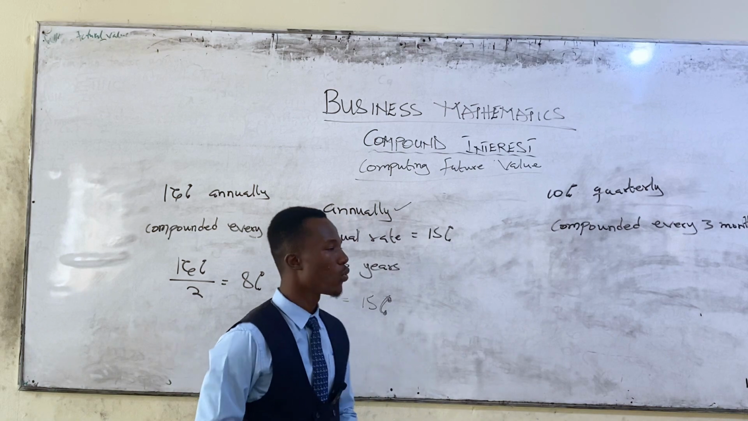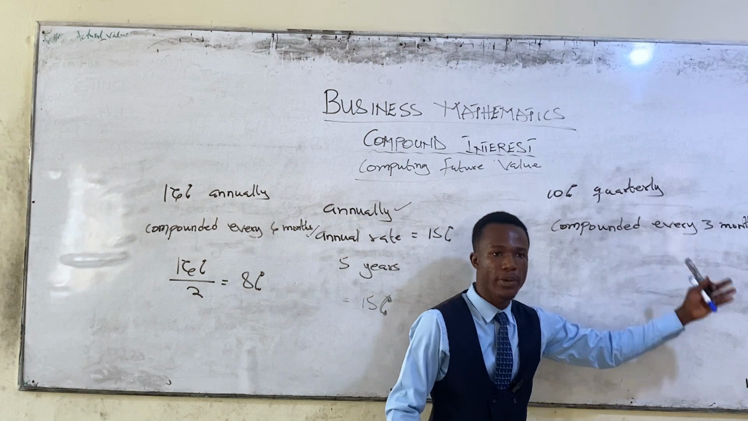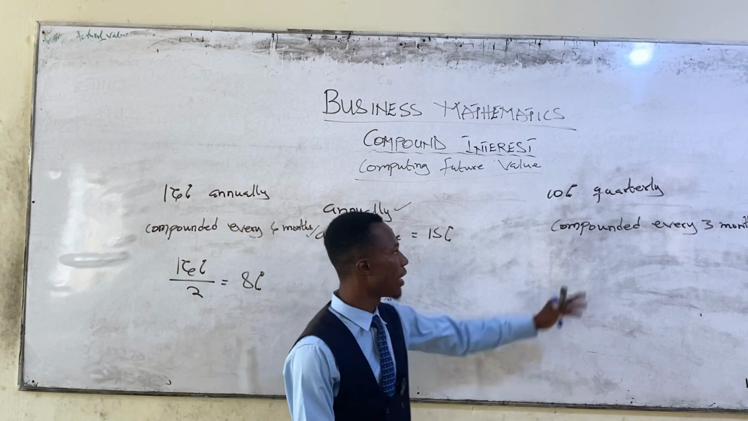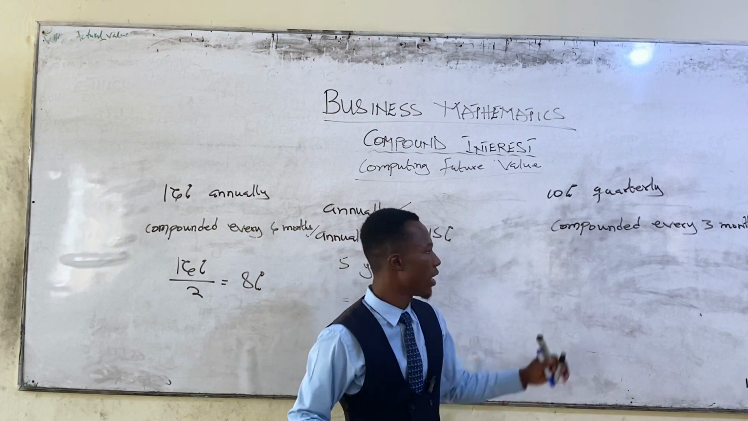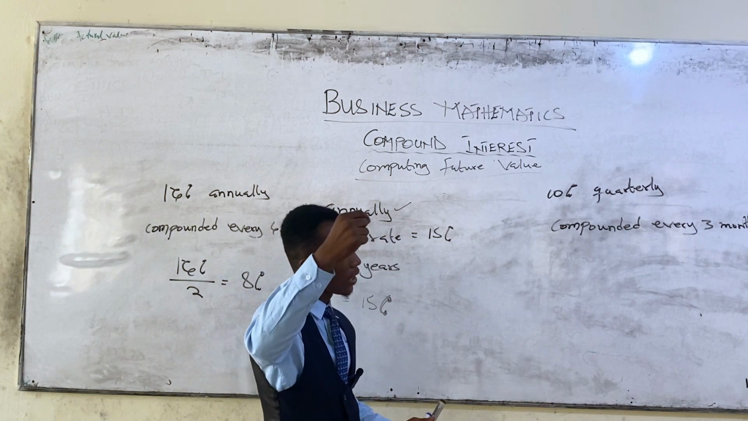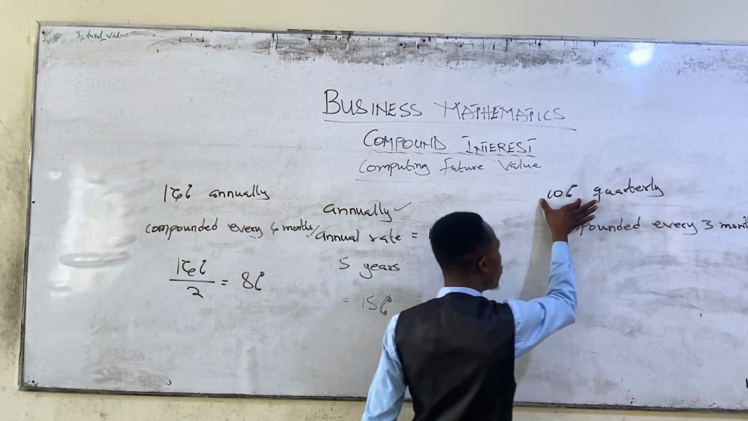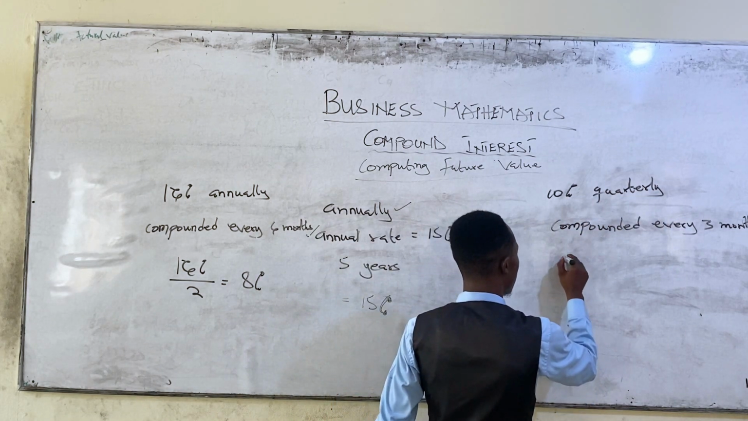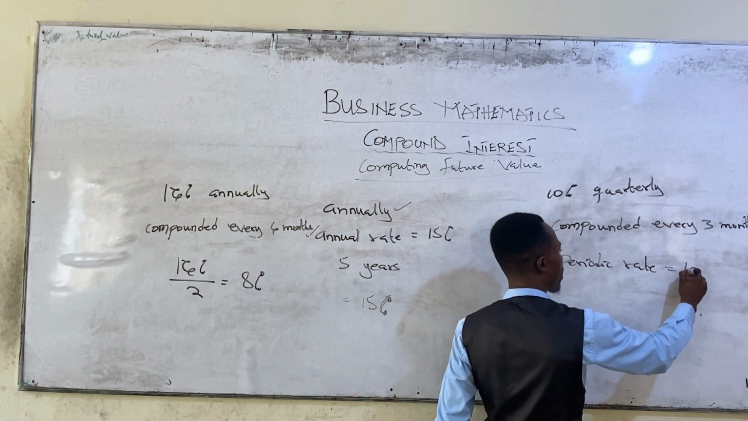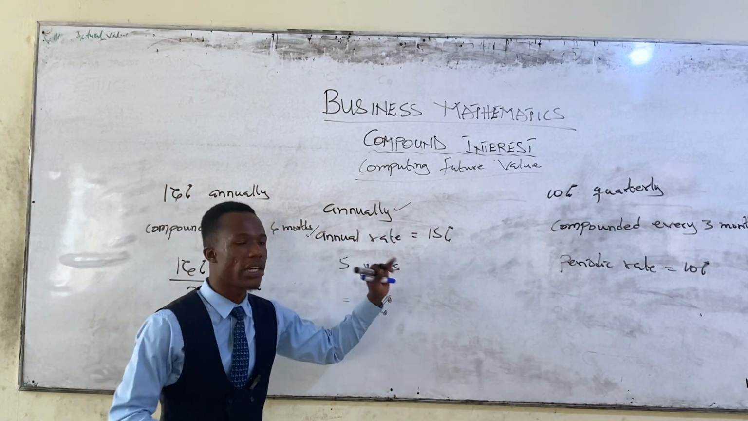So what do you do? Here you have quarterly. Every 3 months is the same as quarterly. I wrote it here. Quarterly means the whole year is divided by 4, because we have four 3-month periods in a year. So since you have quarterly, you maintain the rate as your periodic rate. Here your periodic rate for this question is the same rate in the question, that is the 10%. You are not going to divide it by anything. So if it is quarterly, you maintain it.